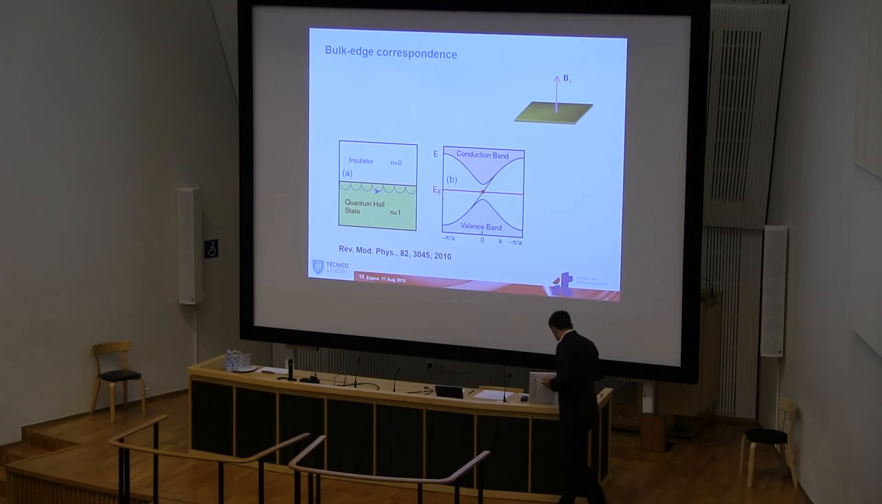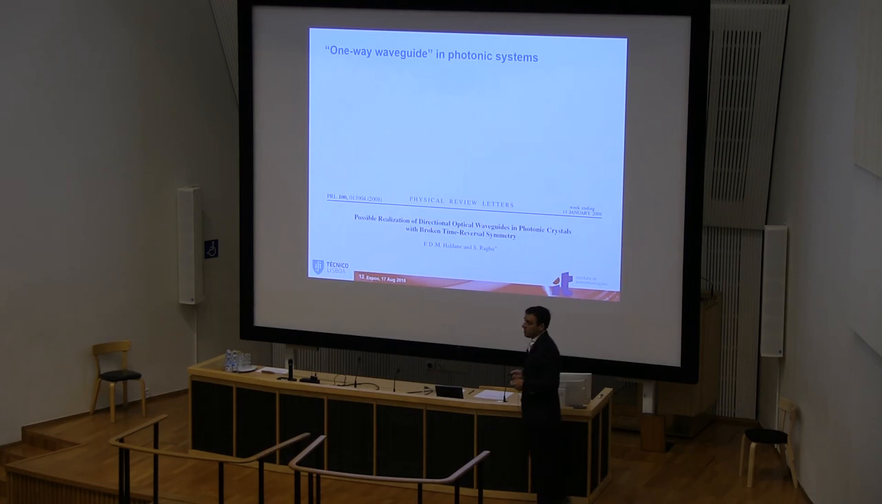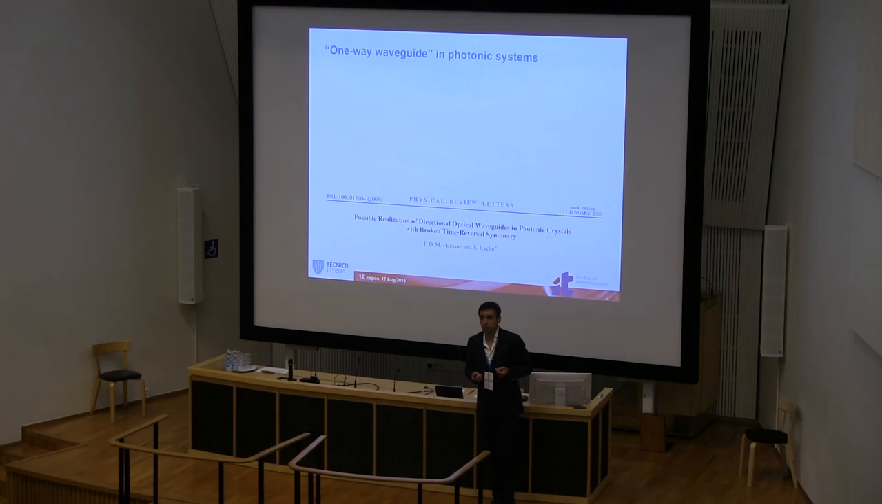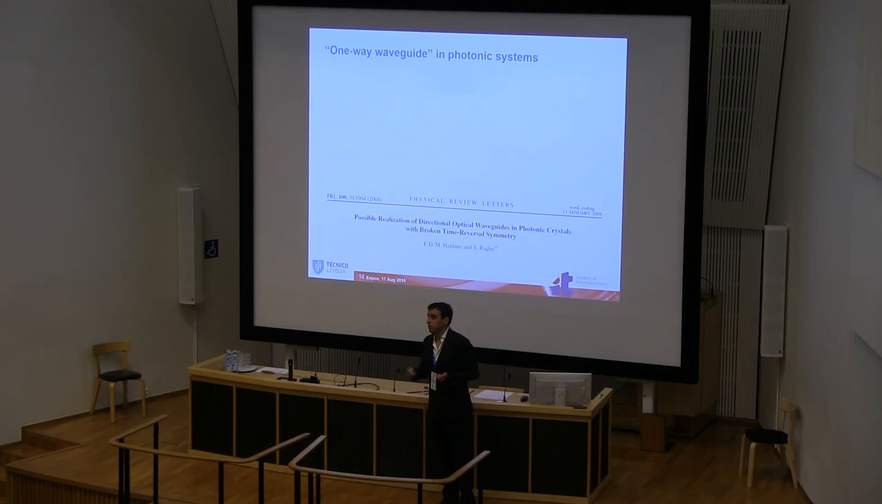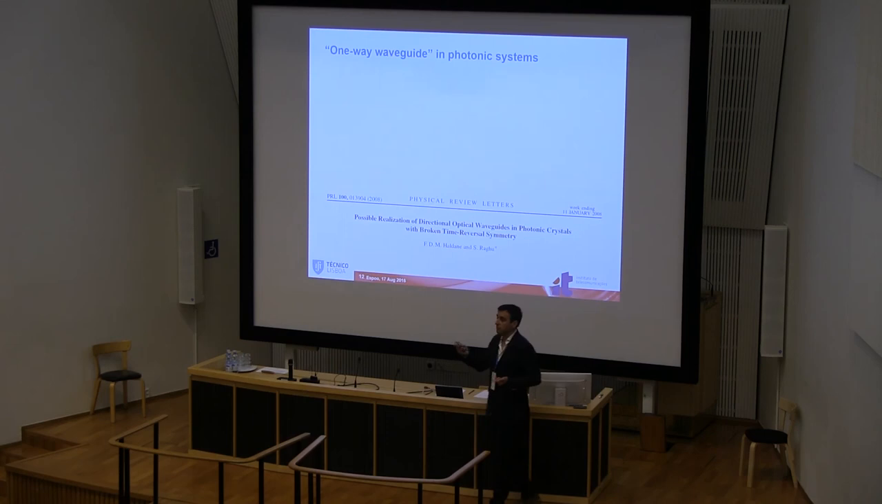So in photonic systems, the basic ingredient to compute Chern numbers, as should be more or less clear from what I discussed, is that you need the band structure. And of course, in photonic systems, you can have a band structure. You can have a photonic crystal, so you can have some dispersion of frequency as a function of k.